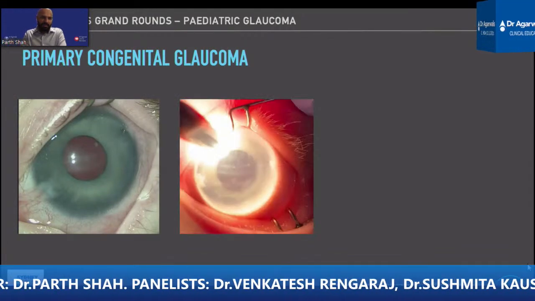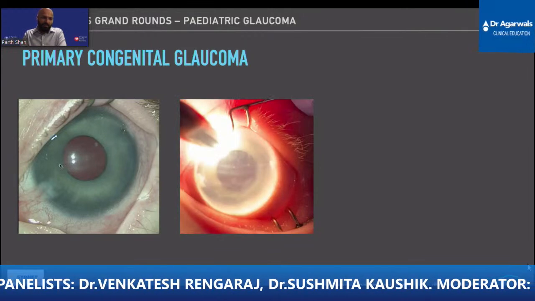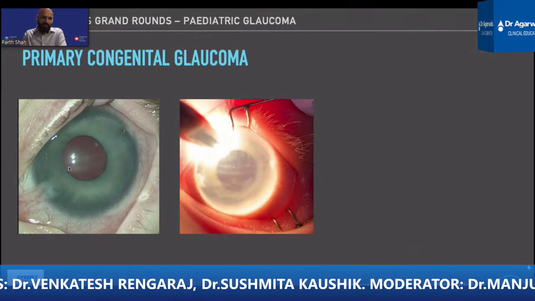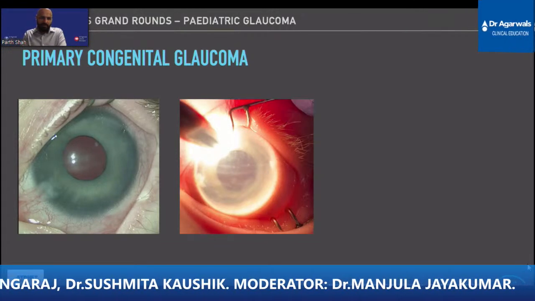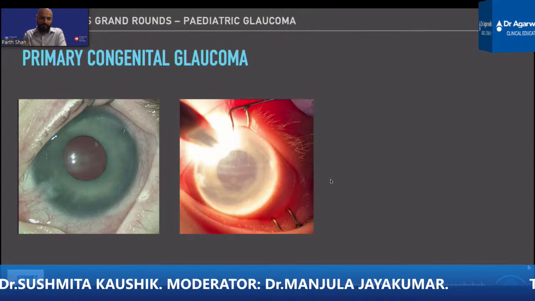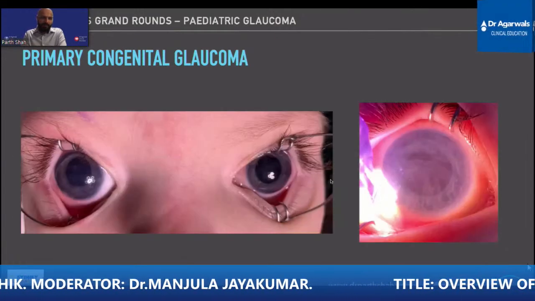Here's a child who's had Haab's striae. I just wanted to show the Haab's tree going across the cornea, both in the external photograph as well as in retroillumination. And this is a characteristic feature of congenital glaucoma.